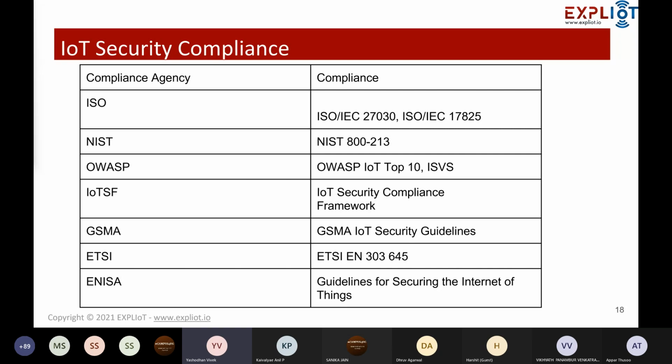And if you just come down to the other things over there, right? NIST again comes with an IoT security standard called NIST 800-213. Right? It is again available for free. Then if you look at OWASP, right, it is basically a kind of guideline. So they have the very famous OWASP IoT Top 10.